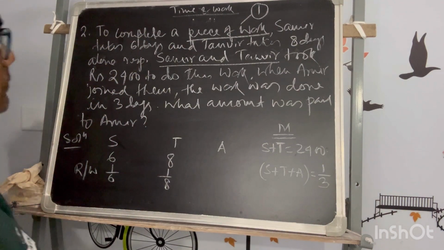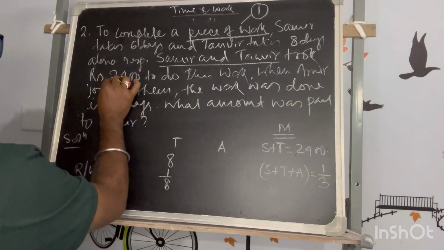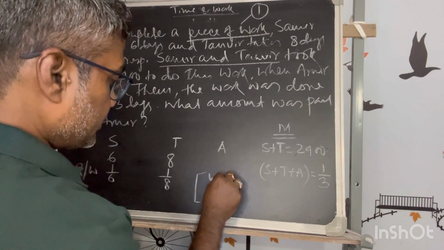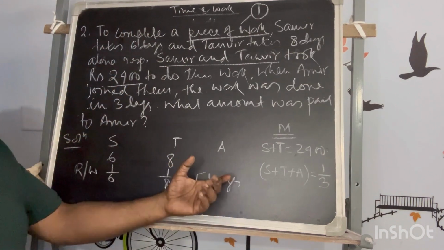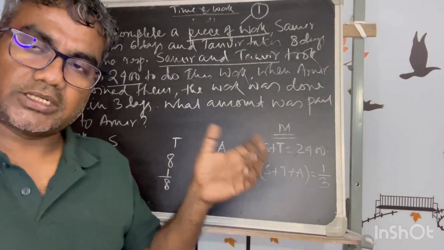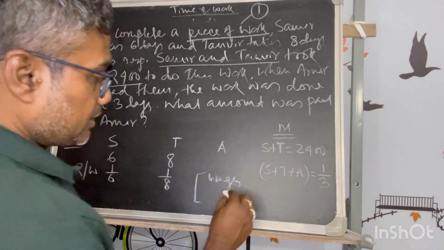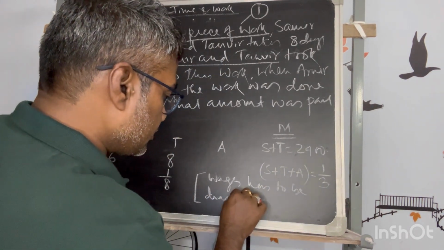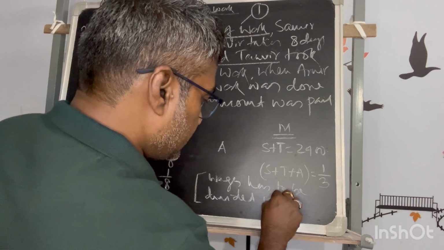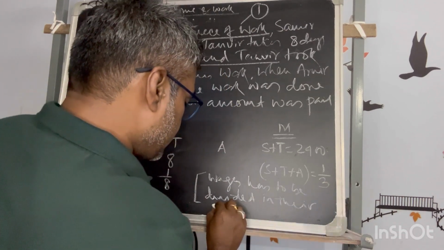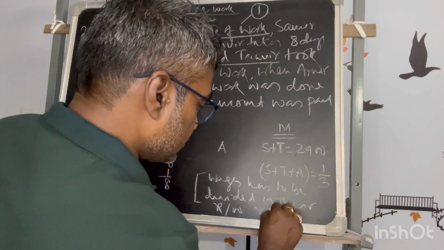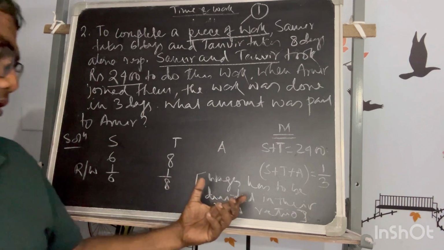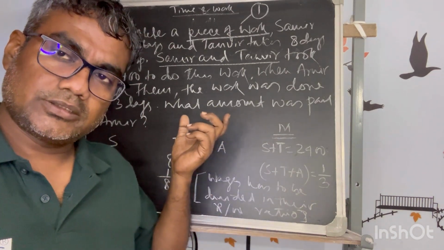Now there is one concept. When money is involved, you have to understand that wages means the money they get against their work. Wages has to be divided in their rate of work ratio. This is the concept of wage against work.